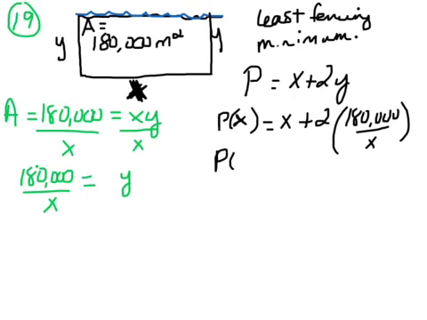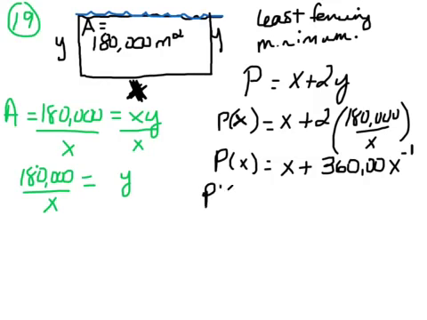Let's go ahead and simplify this. P of x is equal to x plus 360,000 over x. Couldn't I write this as 360,000 x to the minus 1 power, just to move it all up? Because I want to use the easy differentiation rule. To find my critical points, the derivative of x is 1, and the derivative of 360,000 x to the minus 1 would be minus 360,000 x to the minus 2.